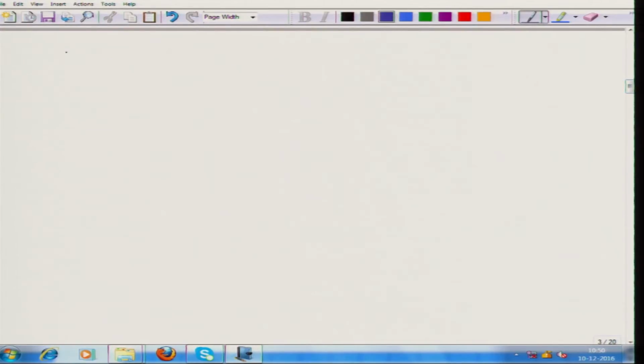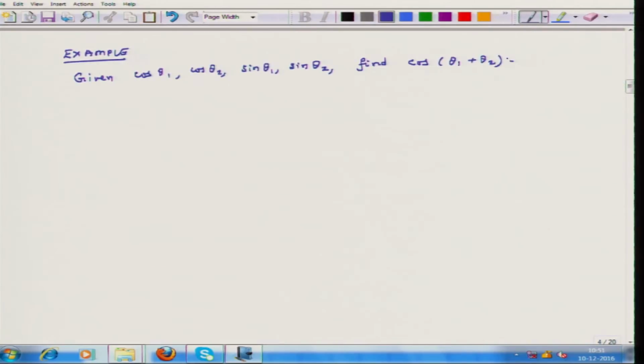Let us do an example using complex algebra. So, the question is: given cos theta 1, cos theta 2, sin theta 1, sin theta 2, find cosine of theta 1 plus theta 2. So, if I have two angles and I know their cosines and sines, can I find the cosine of the sum of the angles? How do we calculate it?